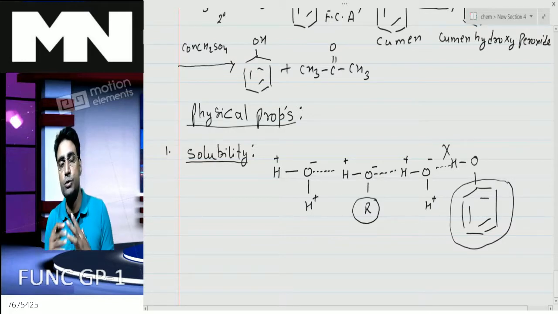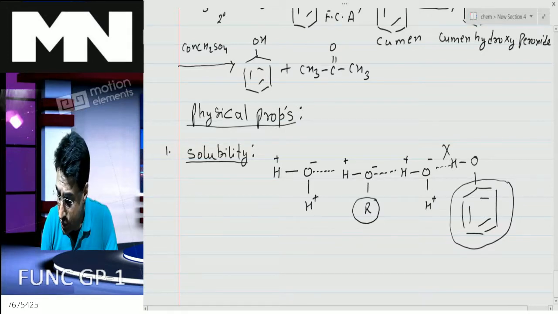The alkyl group which is present there is a hydrophobic part, and the OH group, which can form hydrogen bonding, is a hydrophilic part. So in phenols, the hydrophobic part is very large. That's why they have little tendency of forming hydrogen bonds, and that's why they are sparingly soluble, to a very small extent. On increasing temperature, their solubility increases to some extent, but they are not very soluble. We can consider them as insoluble in water.